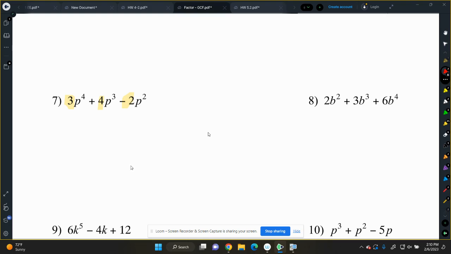Wait, I have a question. So, for like the first number, you put the smallest number next one? For the variable, yes. So you don't take that as well? Sometimes you do. Depends on the variable. Okay.